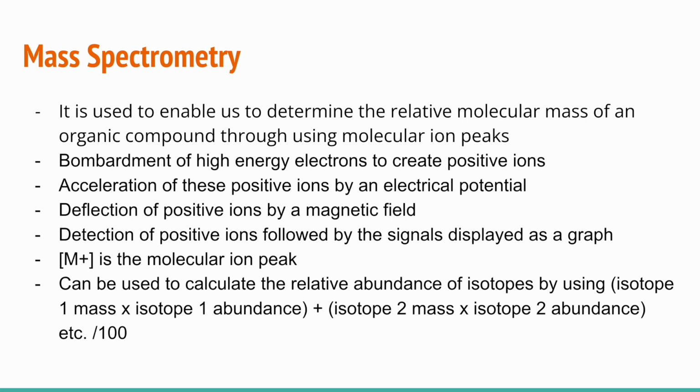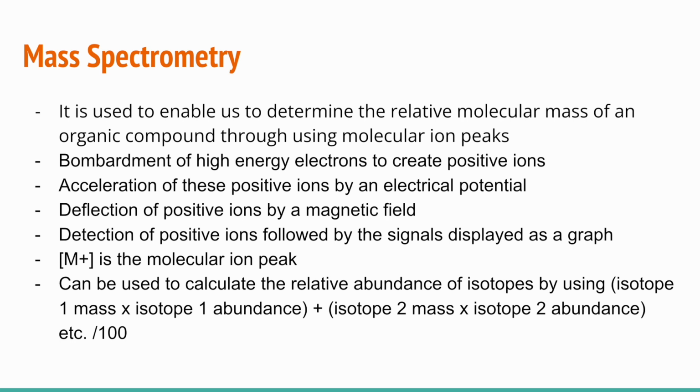The angle at which the ions are deflected is based on the strength of the magnet and the mass to charge ratio, or M to Z ratio, of the ions. The ions of lowest mass will be detected first, and then the magnetic field will be gradually increased and the ions of higher mass are detected.